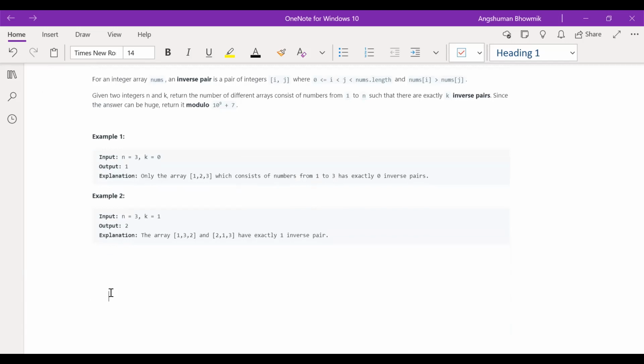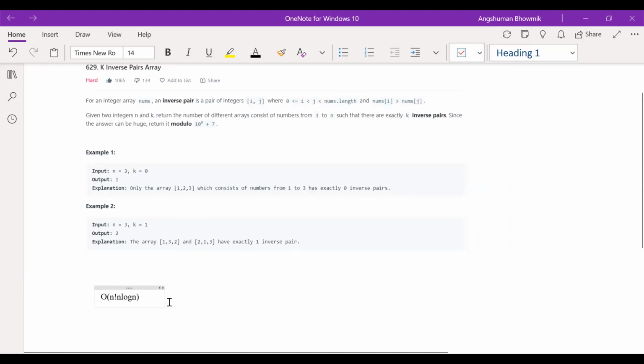So what would be the time complexity for this approach? First of all, we need to generate all the permutations, which will itself be n factorial. And for each of these permutations, we need to check the count of inversion pairs, which will be n log n if we use either merge sort or a Fenwick tree to count this. It's a standard problem to find inversion count. For those who are not aware of this, I would recommend you go to maybe GeeksforGeeks or Leetcode and try to solve this problem.